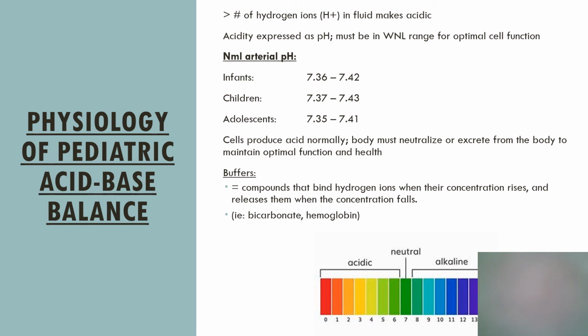How do we do that? Through a system of buffers. Buffers are compounds that either bind to those hydrogen ions when their concentrations are high or release them when their concentration falls. Examples of those would be bicarbonate or hemoglobin, which are the most common ones we think of.